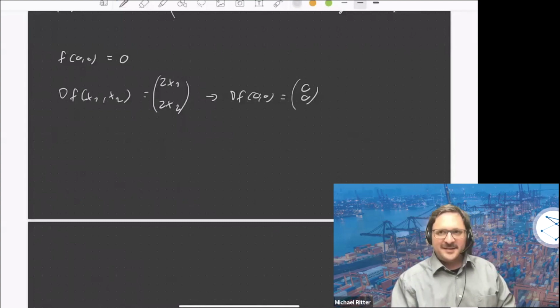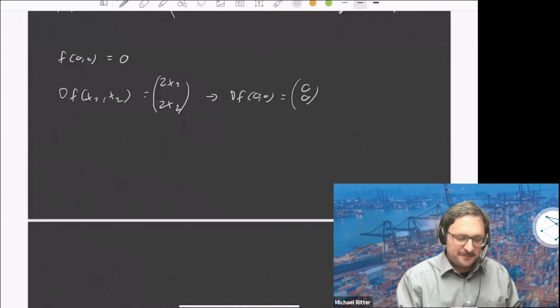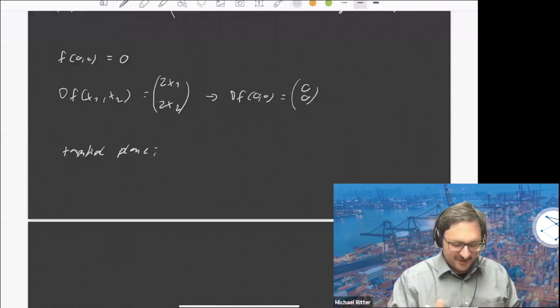Okay, so what we get here as the tangential plane, I'll change the example in a minute just to complete this, is actually the plane that is constant 0, right?